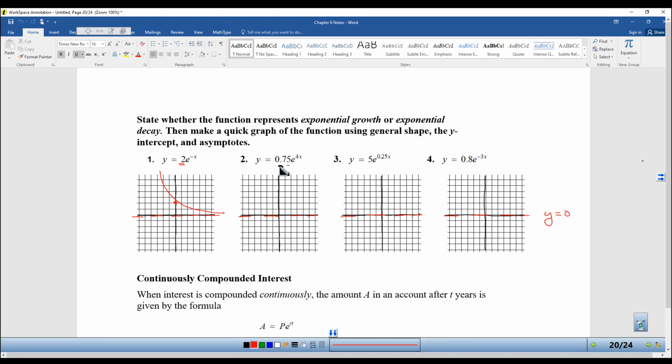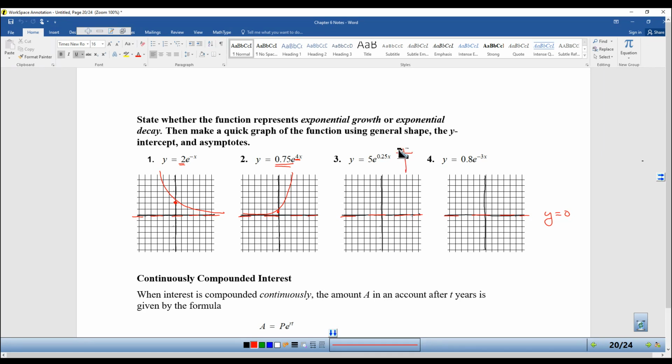And then this one crosses, instead of at 1, at 0.75, and it's exponential growth. And you could make it a little steeper. It's definitely growing a little faster there. But again, I'm just looking for general shape and understanding.